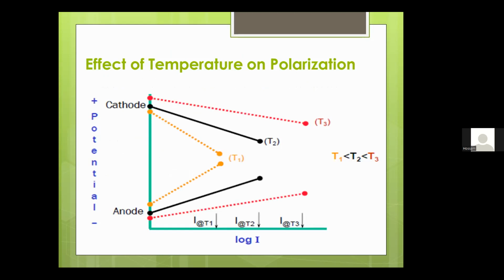Here is the effect of temperature on polarization. An increase in temperature speeds up chemical reactions, which depolarize the electrodes. It's clear that with high temperature, here the red lines mean the high temperature, there is low polarization. Here, the orange lines are the lower temperature and the higher polarization.